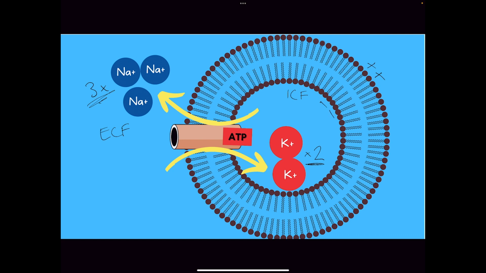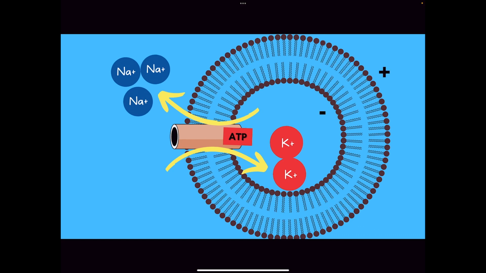But let's take a look at something else that's happening here. You actually have another little channel here. And this channel is a leaky channel. The door of this channel is left open a little bit. And what this channel is for is specifically for potassium. Now, potassium, we just said, is mostly inside the cell.